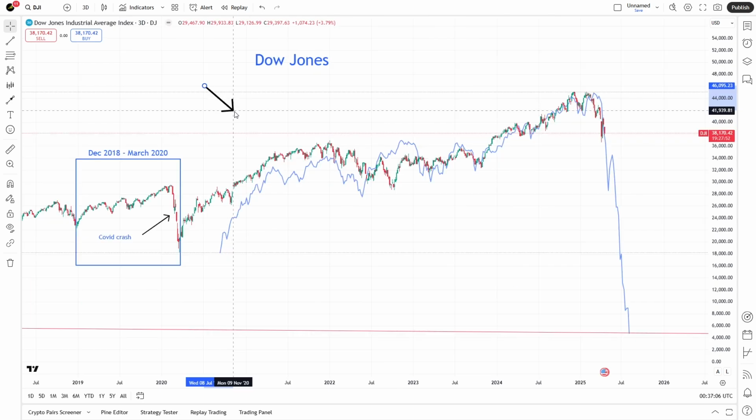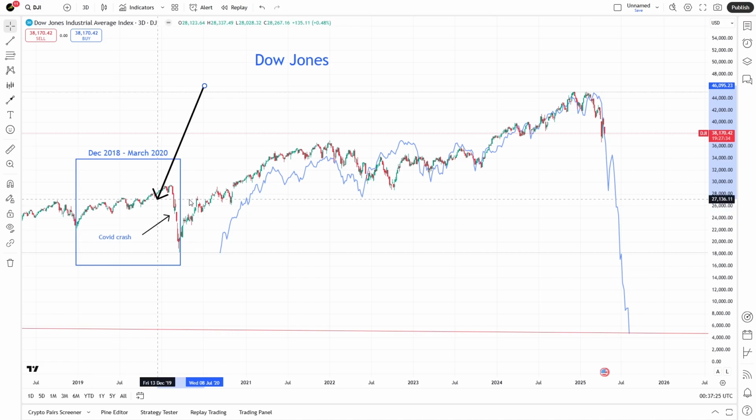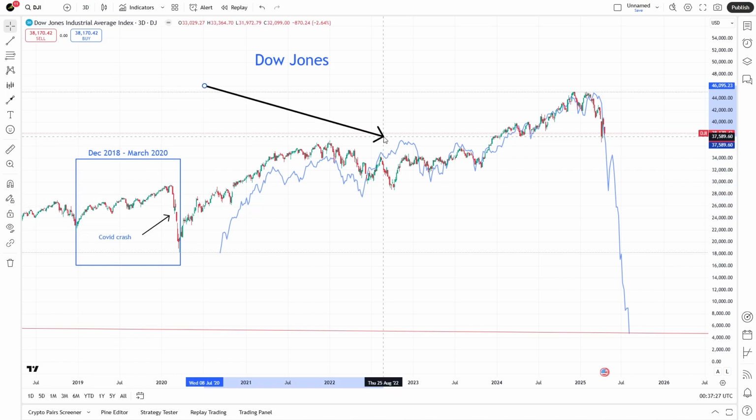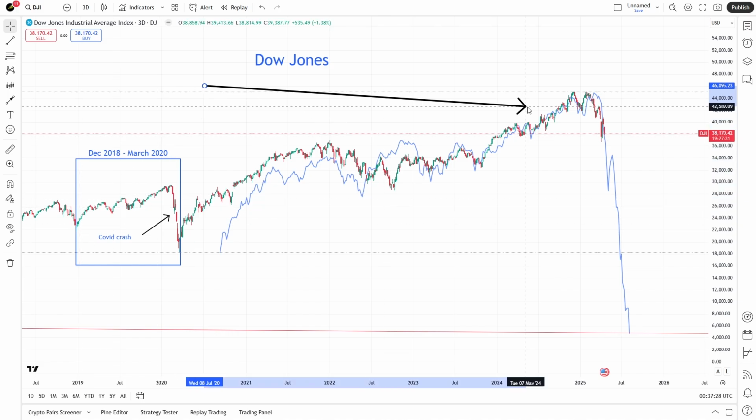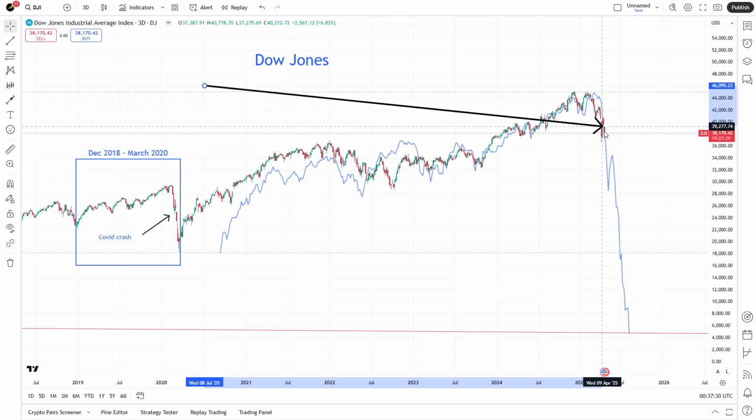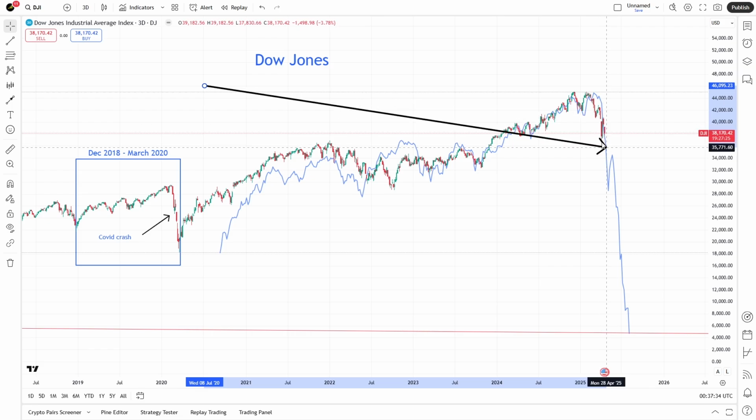Okay, so this is the Dow Jones, and for those of you who follow this channel, you've been introduced to this fractal. For those of you who are new, this fractal is from this box here, December 2018 to March 2020. This crash right here is the C19 crash. If we take this part of the chart and stretch it to match the timing, height and depth over here, this is what we get. As you can see, it looks like, as of now, we are in this decline.